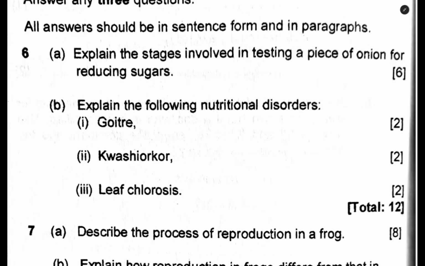So you need to extract the juice from the onion. How do you do it? You can cut it in pieces, then you grind it, you get some sample, then you go with the process. Then: explain the following nutritional disorders.